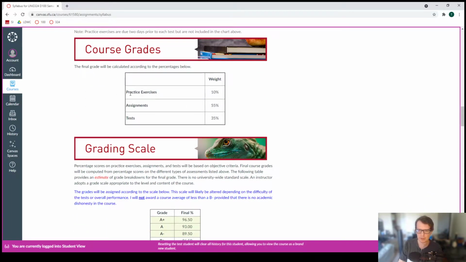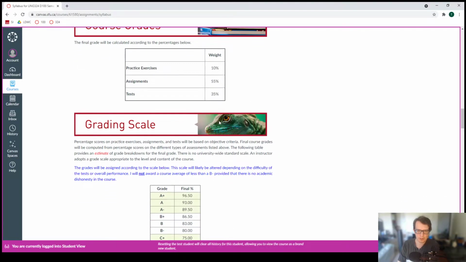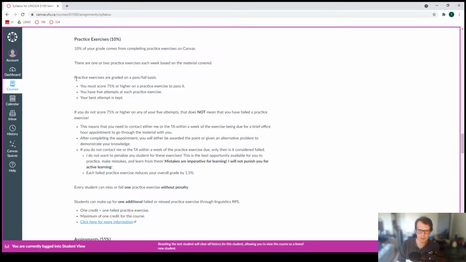As far as grading, this course is much heavier on practice exercises and assignments rather than tests, but we still do some tests in the course. So let me talk about each of these. This is a Q course. So one thing that's really important is that you get some practice, especially because there is mathematics in this course.